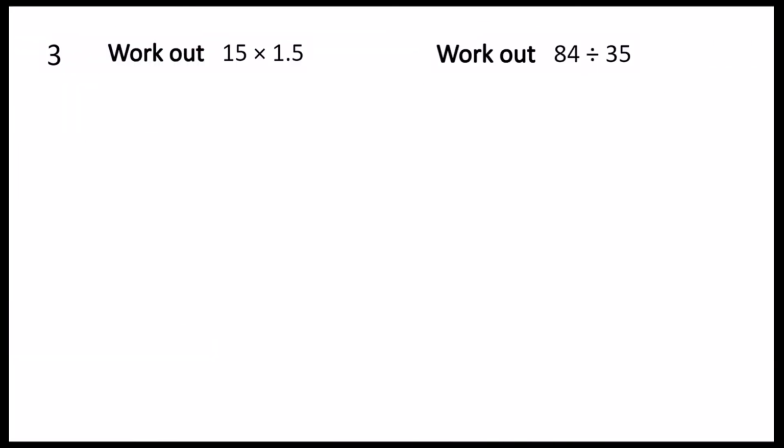Question 3 will always be a question that's either a decimal multiplication or a division that's probably going to end up with a decimal in the answer. Let's start by looking at the decimal multiplication question. First thing that you should do is imagine this question as if it had no decimal places in. So I want to work out what 15 times 15 is. I can use a column multiplication to work this out.